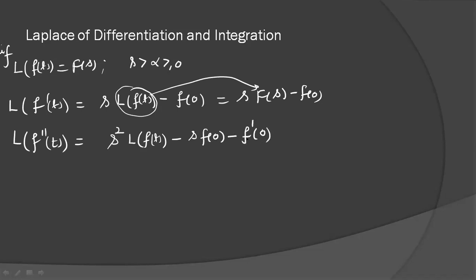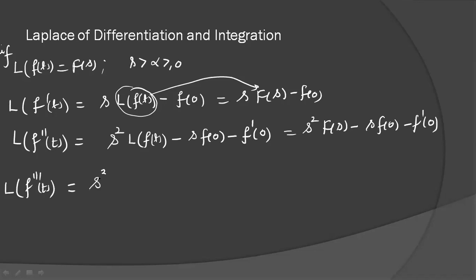The derivative of f at 0 is required here. Or you can write s square into F(s) minus s into f(0) minus f dash 0. Can you tell me the Laplace of the third derivative?